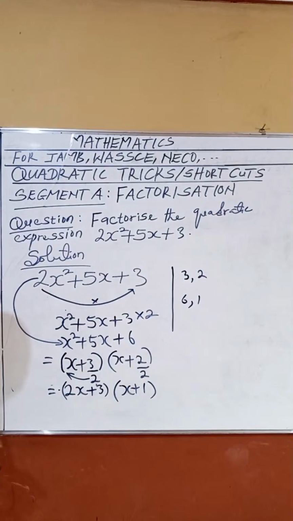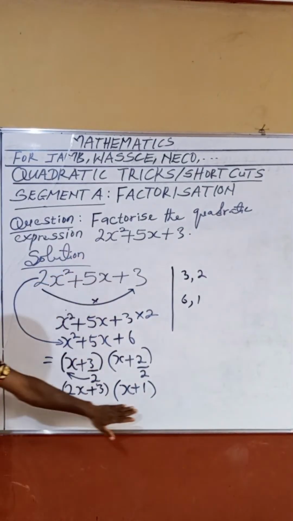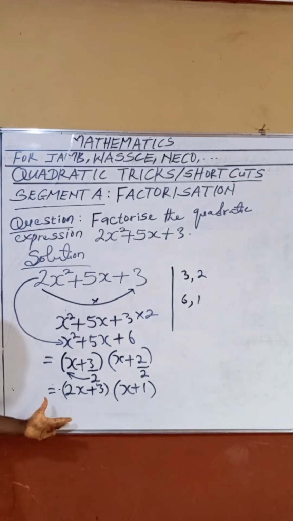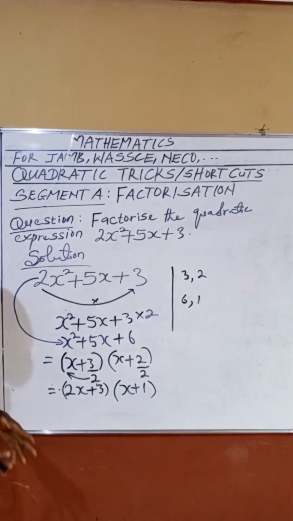You can see what we have done now, right? So this is what we have done. We have been able to factorize the expression into this. So these are the factors of this quadratic expression. So I do hope it's well understood.